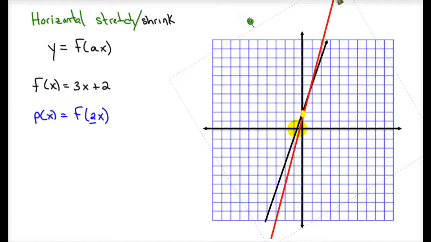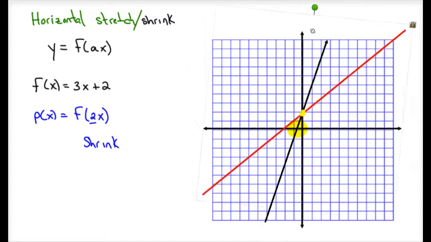What's happening to the line in comparison to the origin? It's getting closer to the origin. So as I increase the a value here, this line is getting closer and closer to the origin. So I'm shrinking the distance from the origin to the line. This would be an example of a horizontal shrink, because the a value is increasing.